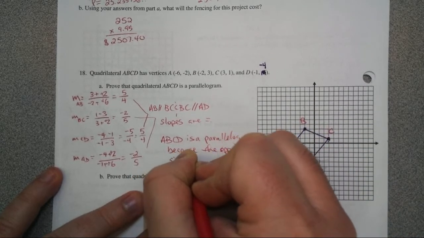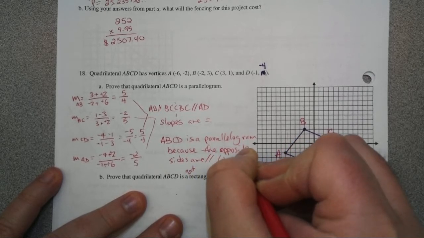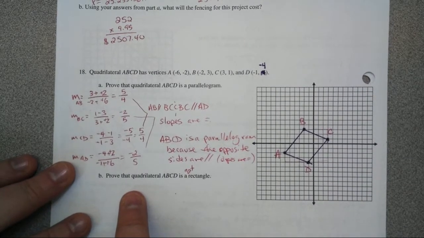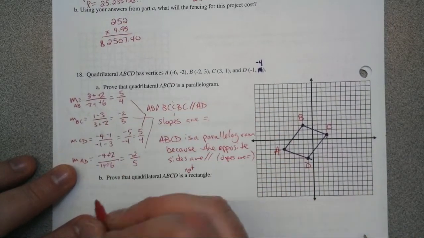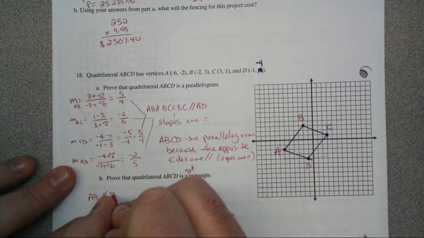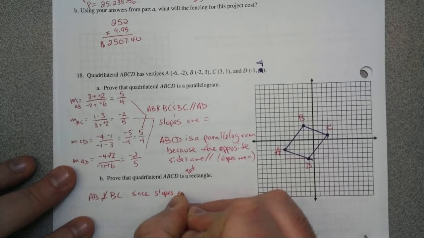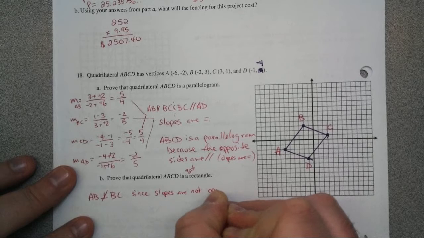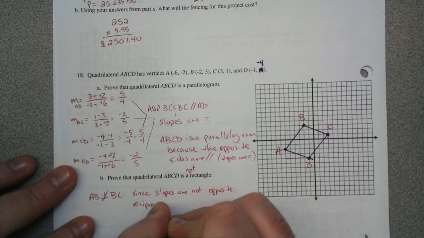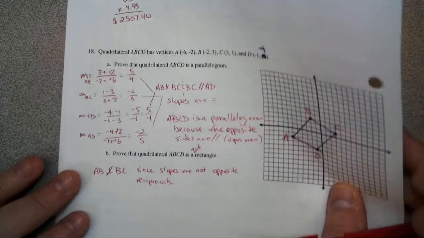So the opposite sides are parallel. And remember, that has to be because the slopes are equal. All right? Now, we don't even have to do any work for this, right? We already know that AB is not perpendicular to BC, right? Since their slopes are not opposite reciprocals. So we're good in that aspect right there. That part's done. All right?